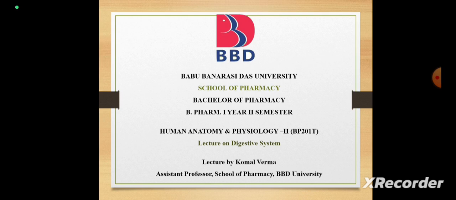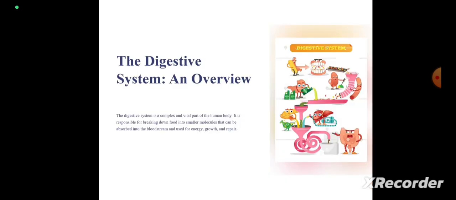Today I will discuss an important topic, the human digestive system. The digestive system is the system by which ingested food is acted upon by physical and chemical means to provide the body with absorbable nutrients and to excrete waste products. The organs involved in the breakdown of food are collectively called the digestive system.